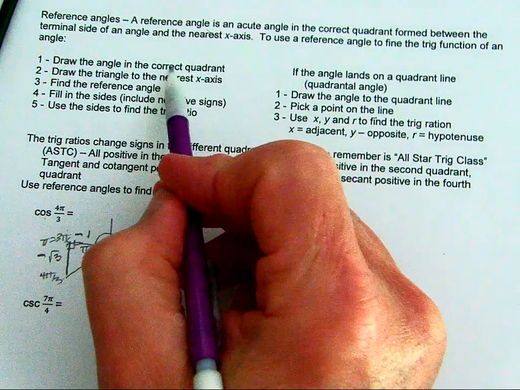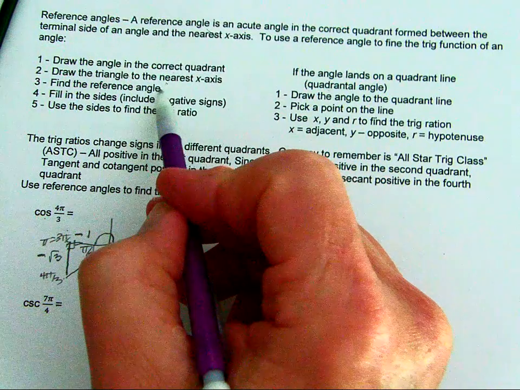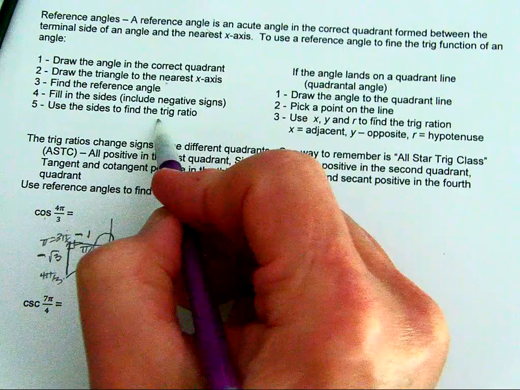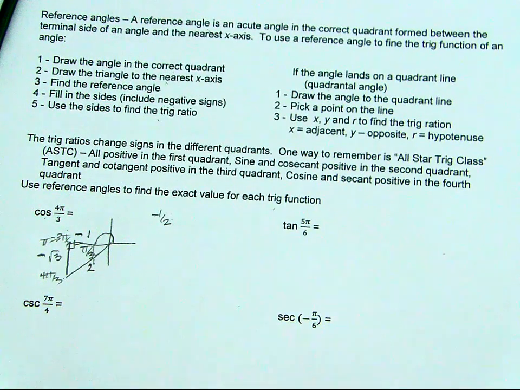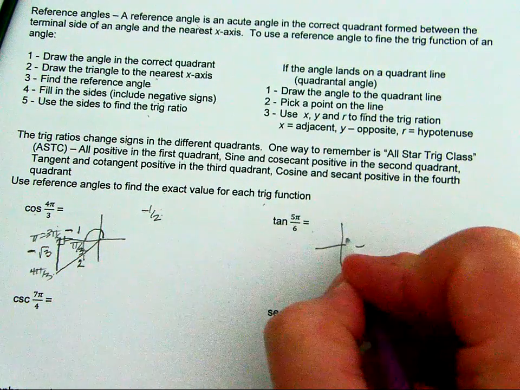So we drew our angle in the correct quadrant, drew the triangle to the nearest x-axis, found the reference angle, then filled in the sides and used those to find the trig ratio. Or this one, the tangent of 5 pi over 6.